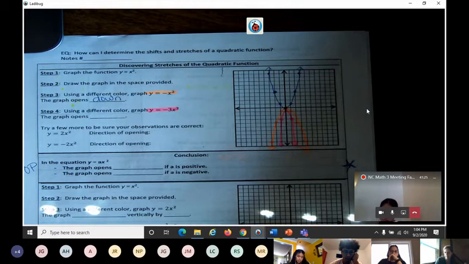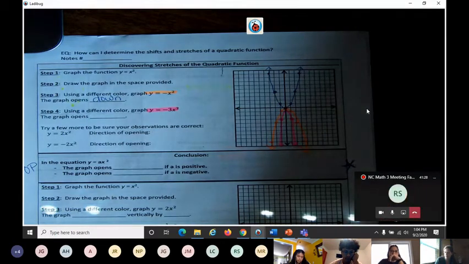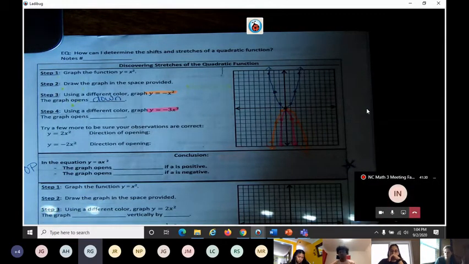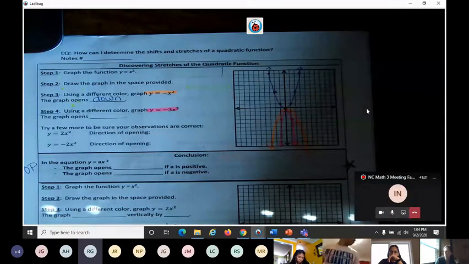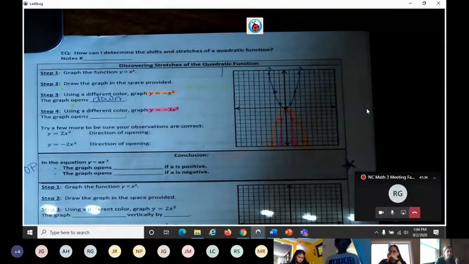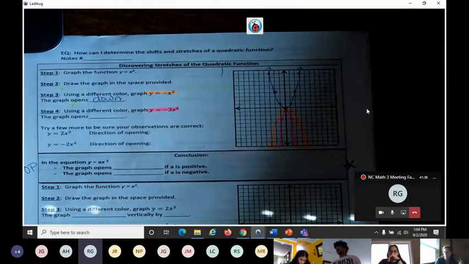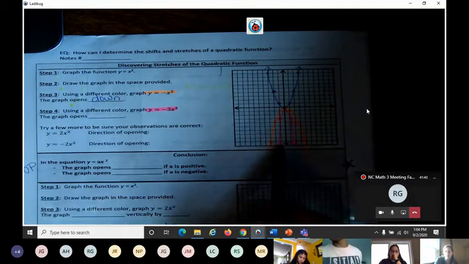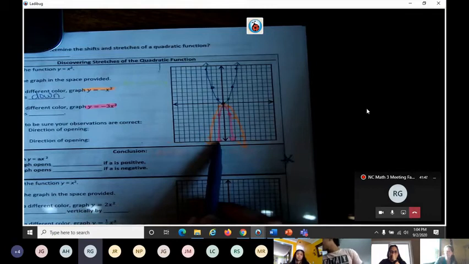Regina? Yes. So does the pink graph open up or down? You said the pink graph what? Yeah, does this pink parabola open up or down? Open down, I guess. Yeah, very good. So we're going to write down right here. Okay, and it says to try a few more.